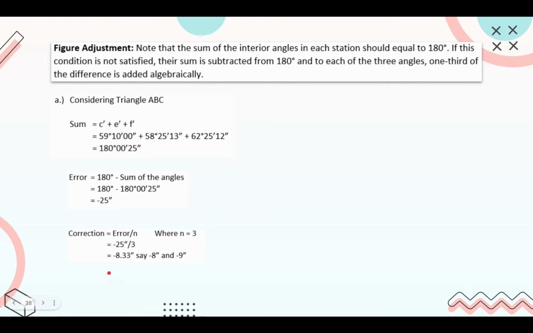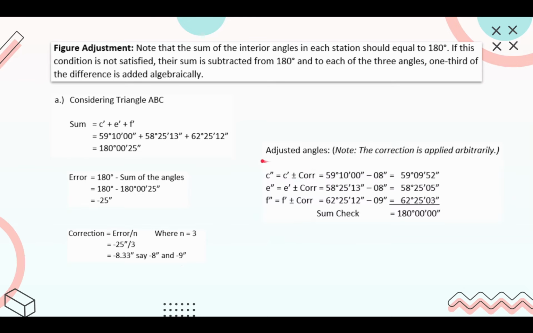In this case, we will round down the correction for 2 angles and round up the correction for 1 angle, meaning we will use negative 8 seconds as the correction for 2 interior angles and negative 9 seconds as the correction for 1 interior angle. To further illustrate, let's look at the process of solving the adjusted angles. The adjusted angle will now be called angle double prime. So as you can see here.